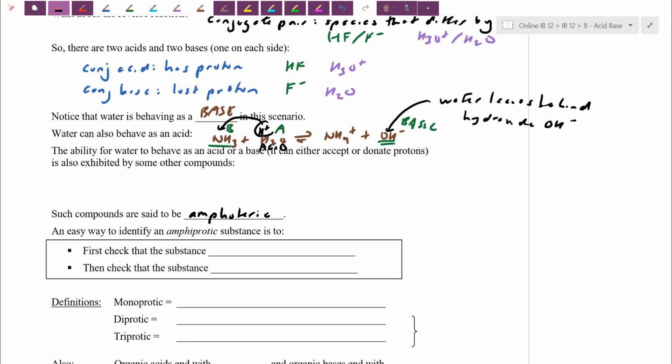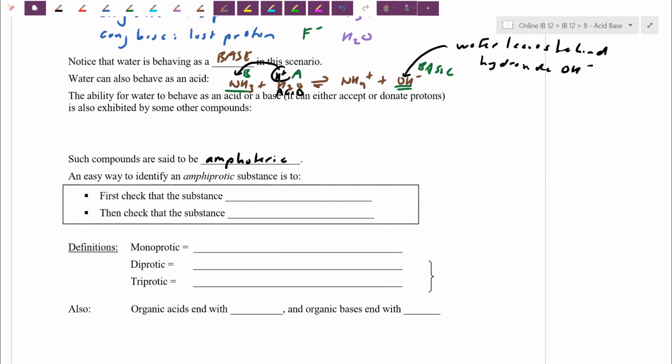Just as a nice hint for us, how do we recognize which things might be like water that are amphiprotic? Just as a hint, because I still have to be an acid, it will usually have to have an H. Right? I can't release an H+ if I don't currently have a football to begin with. It has an H and usually has a negative charge.